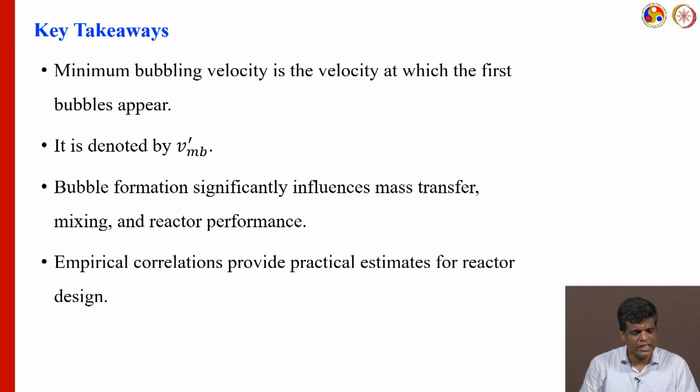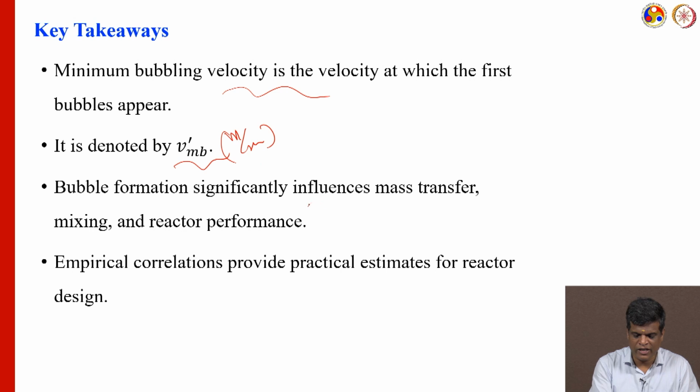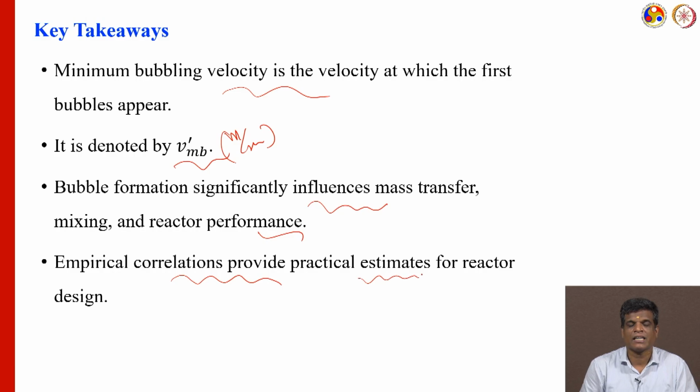So, the key takeaway: we discussed the minimum bubbling velocity, which we always write as VMB, in meters per second. Of course, bubble formation significantly influences mass transfer, mixing, and reactor performance. The empirical correlation we discussed provides a practical estimate for reactor design.